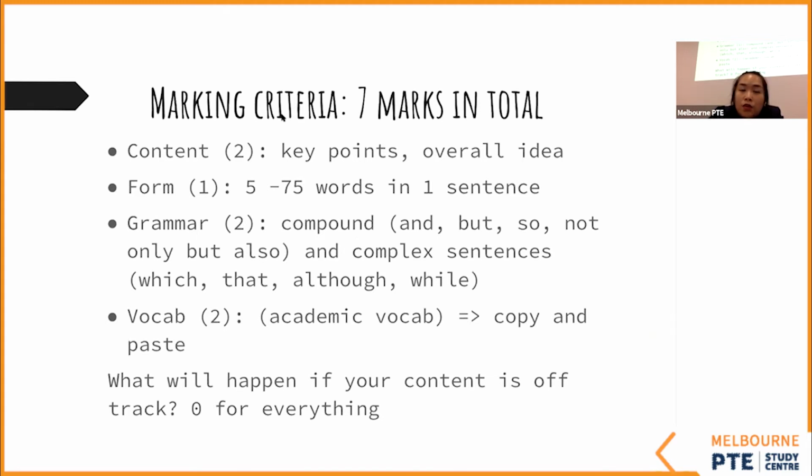How does the computer mark your summary? For summary, remember, 7 marks. Summarize Written Text. Now, the most important one is content. What does it mean? It means the main idea, the key point, the overall idea. What happens if I write a summary but it doesn't have any main idea in it? That means your summary is off track. If your summary is off track, you have 0 for the content. You will end up with a beautiful 0 at the end.